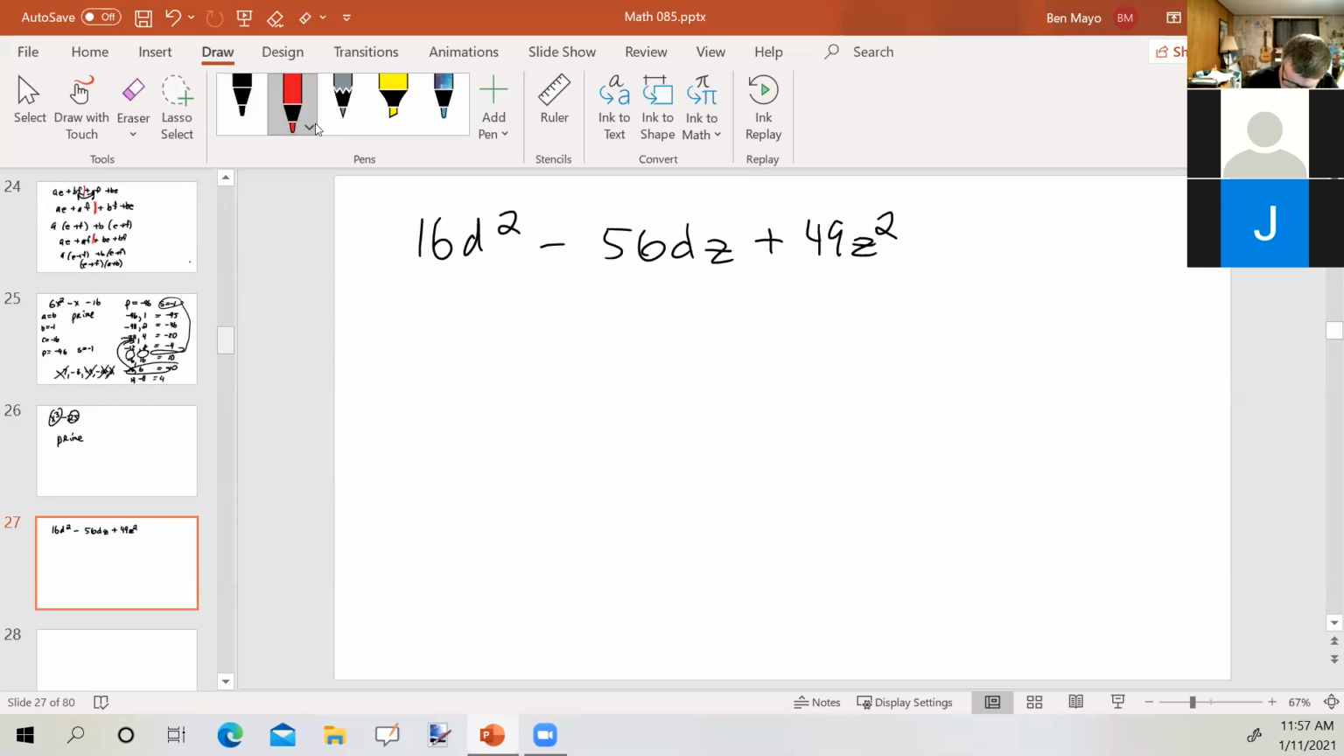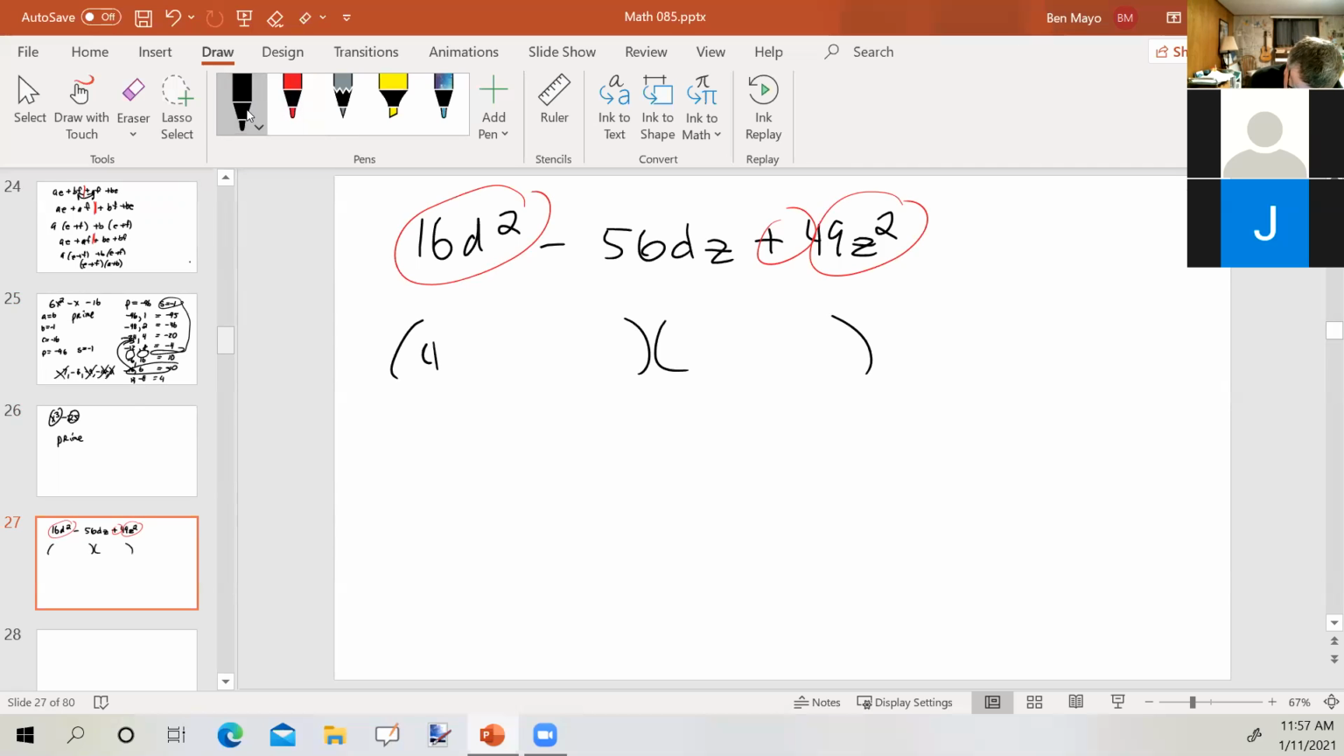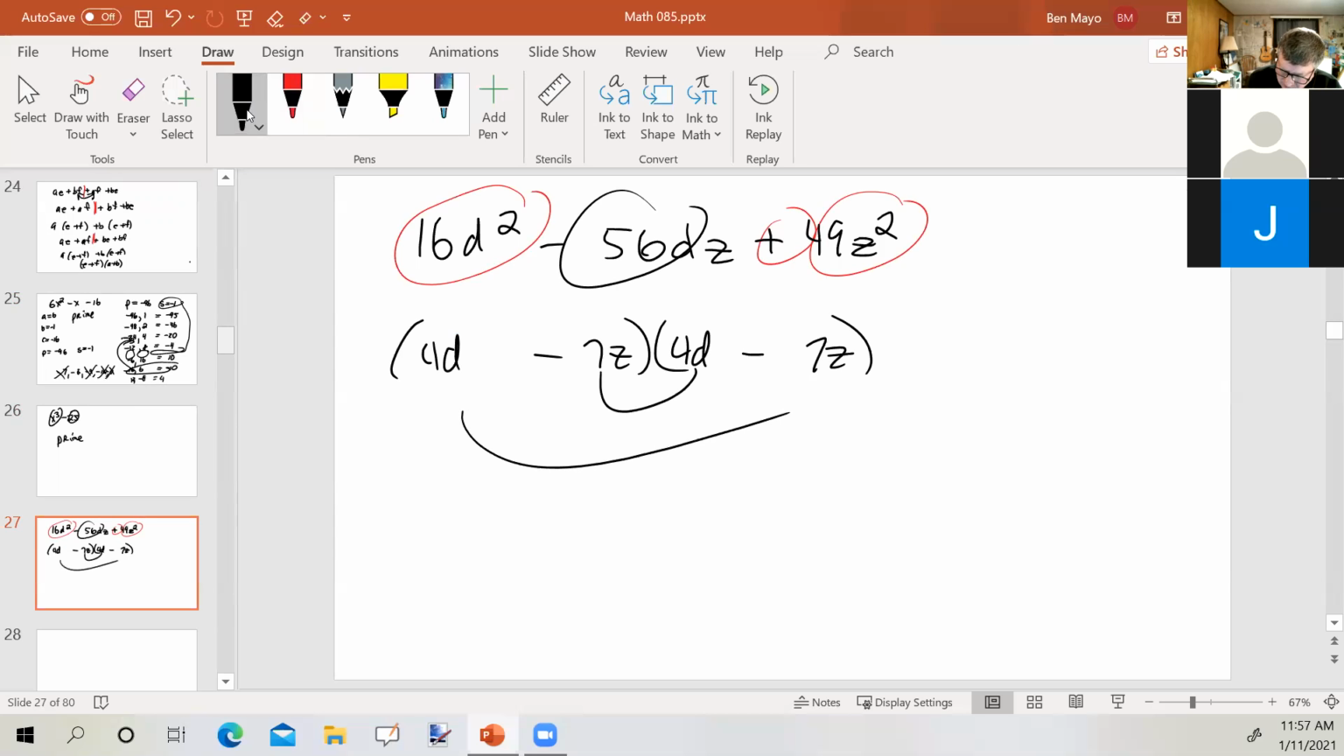It looks like it starts with a square and ends with a square, and there's a plus sign. So let's see if it's a perfect square trinomial. That would be 4d and 4d and 7z and 7z, but it would have to be minus in the middle. That's minus 28zd, minus 28dz, which is minus 56dz. So it works. You could write it that way, or 4d minus 7z, the quantity squared. Okay.